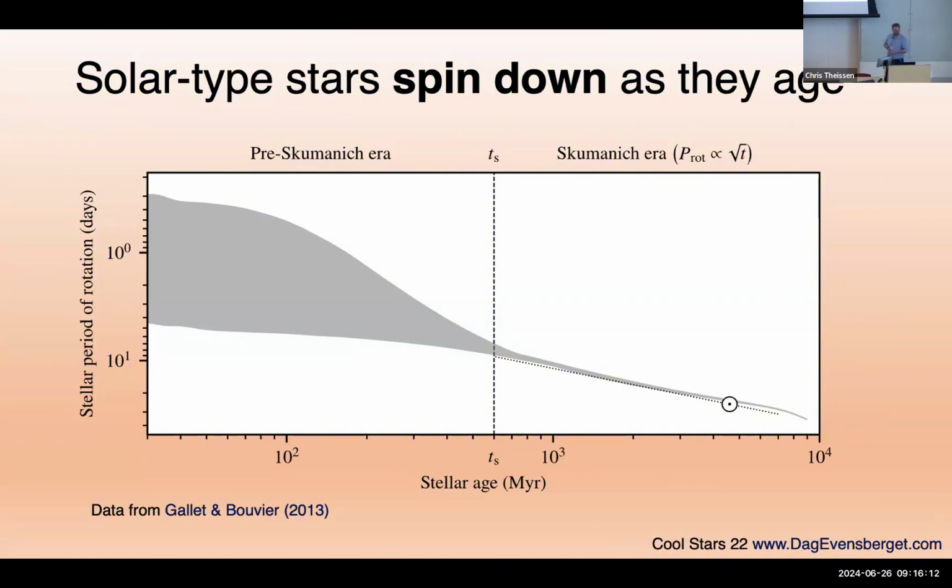So as we all know here, solar type stars spin down as they age. They leave the contractive phase with a range of rotational periods here. However, by an age of approximately 600 million years, they all rotate in lockstep, sort of Skumanich rotation, where the period of rotation is proportional to the square root of the age.